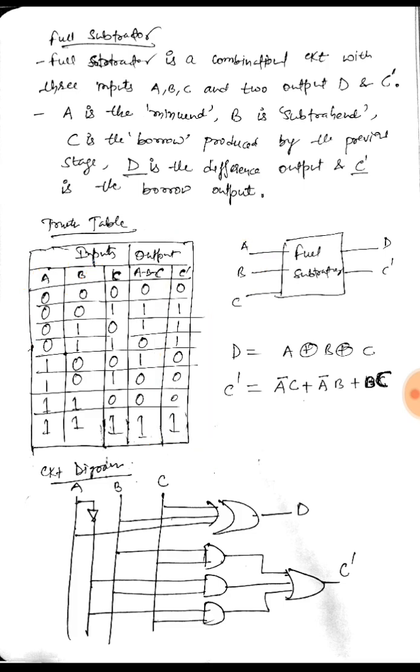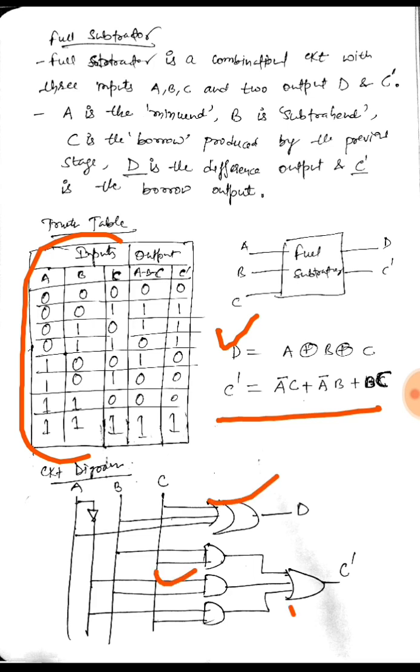So I can write down the function as D is equal to A XOR B XOR C, which is again the same as the full adder, but the difference is in the borrow. If I simplify the borrow function using this truth table, it comes out to be A bar C, where C is the previous borrow, plus A bar B plus B into the previous borrow C. So I can again implement it using XOR gates, AND gates and an OR gate. So this is a very simple function. You need to remember the truth table and how the difference is generated.